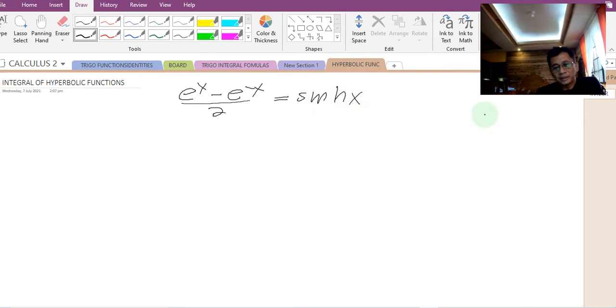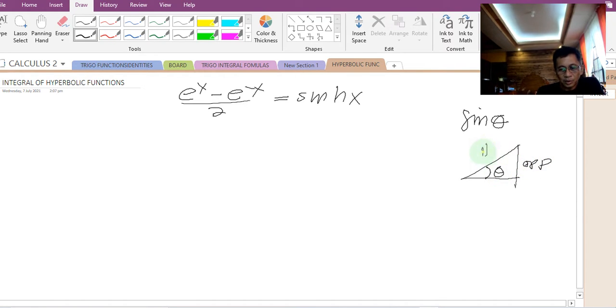Now this one is different from the sine of an angle. This is hyperbolic x, which is not related to sine theta, the one you studied. In the triangle, this is theta, this is the opposite side, this is the hypotenuse, and this is the adjacent side. So it is a ratio between the opposite and the hypotenuse, the sine of theta: opposite over hypotenuse.